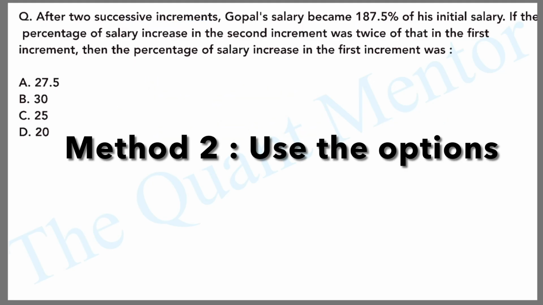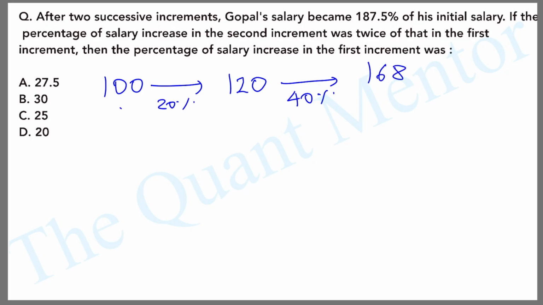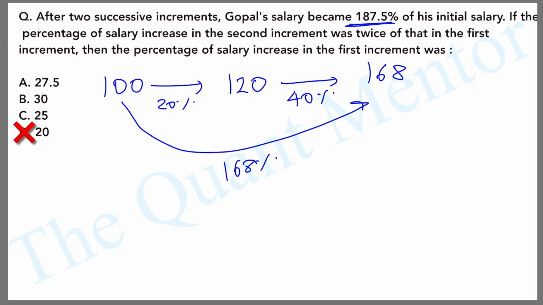Now the other way is you can use the options. Let Gopal's initial salary be 100 rupees. Okay, if the first increment was 20%, his new salary is basically 120. And as per the question, the second increment should be double, means 40% here. So now the new salary should be 120, and 40% of 120, that's basically 48. 120 and 48 is 168. The new salary is 168% of the initial salary, but the question says it should be 187.5%.